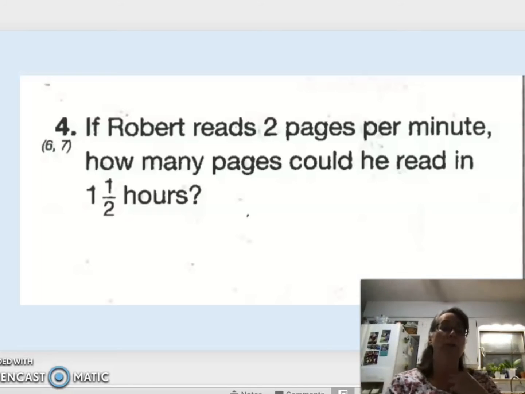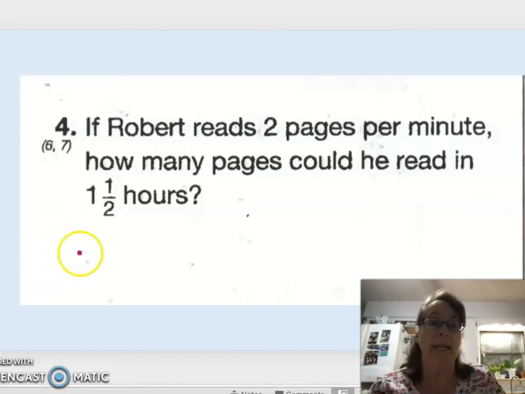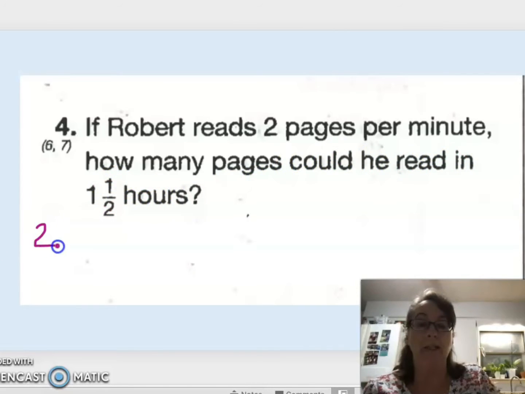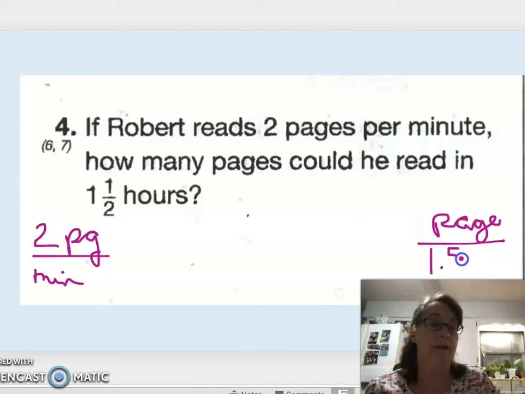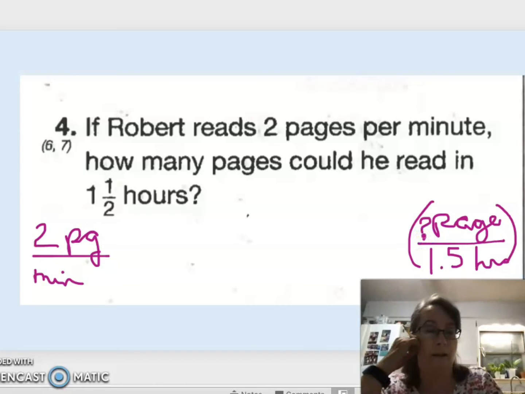Number 4. If Robert reads 2 pages per minute, how many pages could he read in 1.5 hours? So here we go. 2 pages per minute was his given rate. So now we're trying to get to pages per 1.5 hours. Okay, so this is where I'm trying to go. How many pages in 1.5 hours? That's my goal.